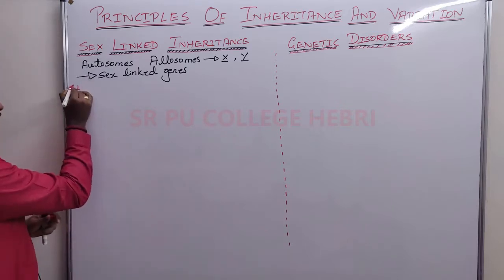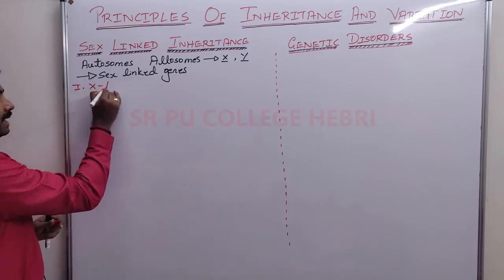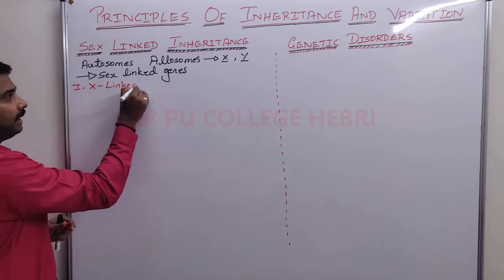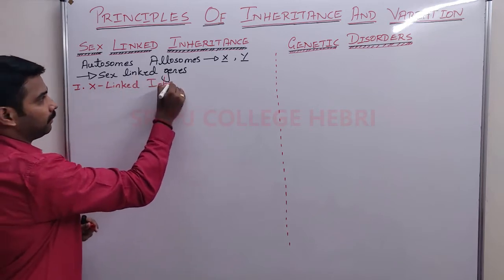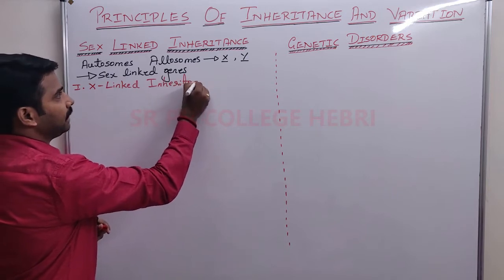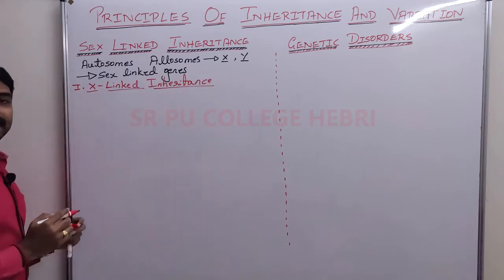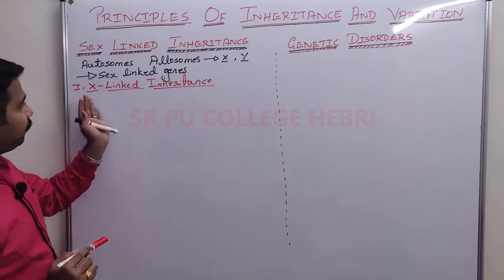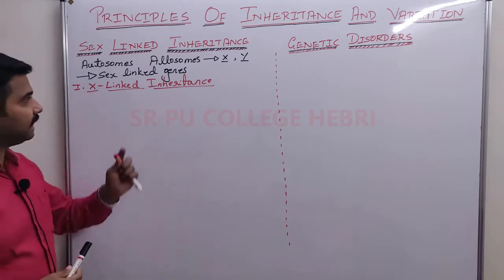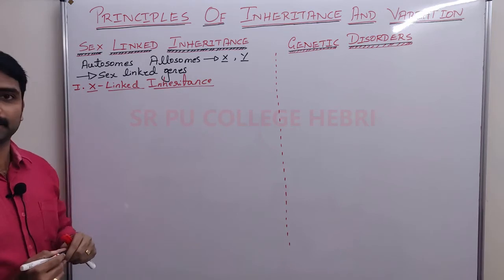Next line. It is of two types. What are they? Number one, X-linked inheritance. And number two, Y-linked inheritance. Let me first finish off X-linked inheritance. You can directly write this one.